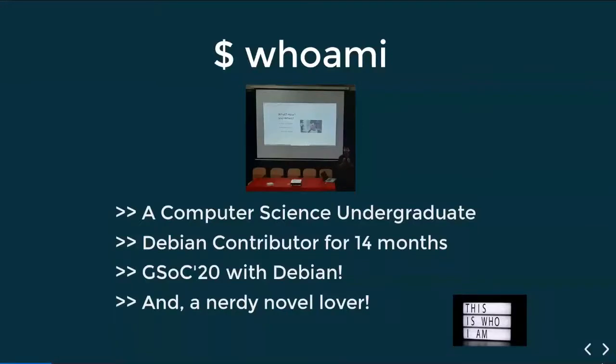So who am I? I'm a 20-year-old computer science undergraduate. I have been contributing to the Debian community for 14 months. I am currently involved as a student developer with Google Summer of Code 2020. And apart from the tech stuff, I'm a nerdy novel lover.